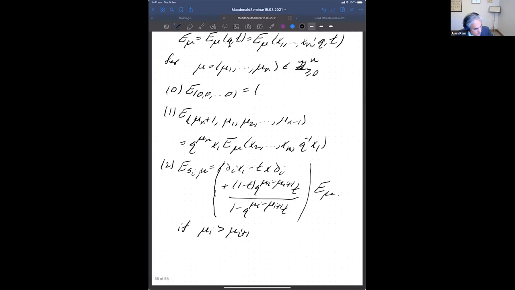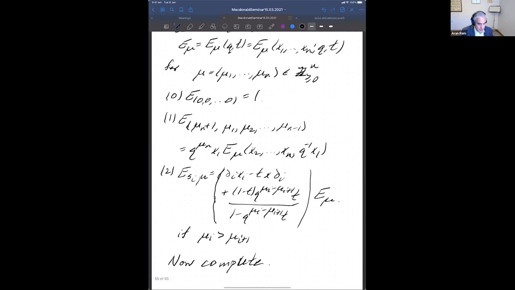Okay, so this is enough to define the non-symmetric McDonald polynomial. So now compute. And I put in the problem sheet some examples, which hopefully you can verify to compute these E mu's.